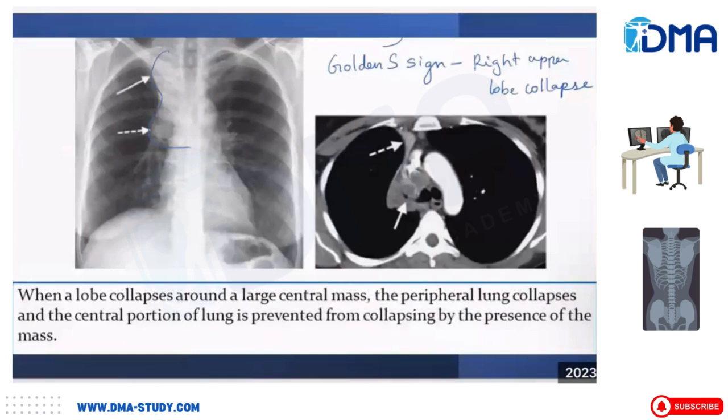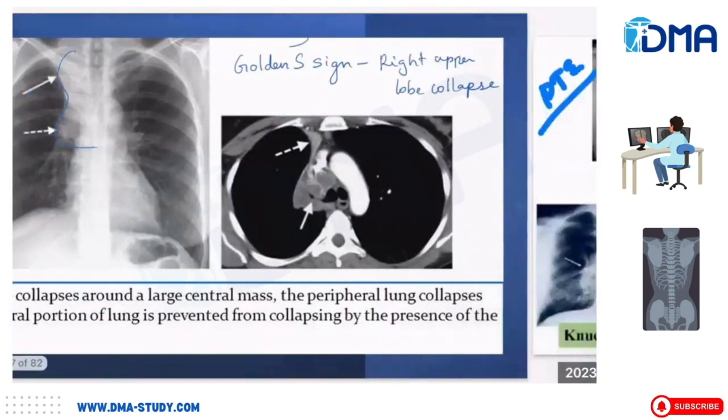Then, what is the problem here? You see the shape here. The upper lobe has collapsed here. So it is the Golden S sign that is seen in the right upper lobar collapse. It is the Golden S sign that is seen in the right upper lobar collapse.